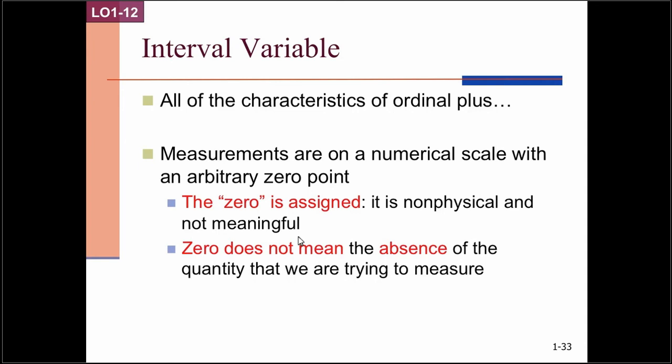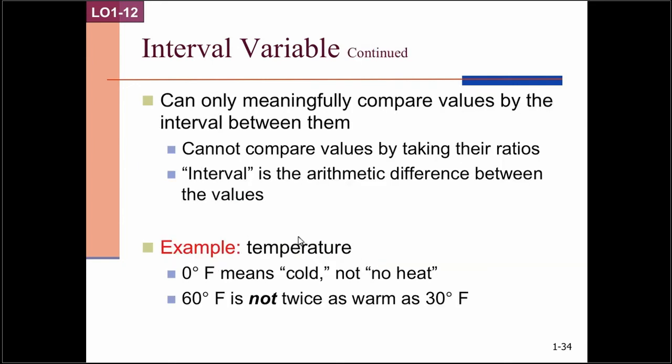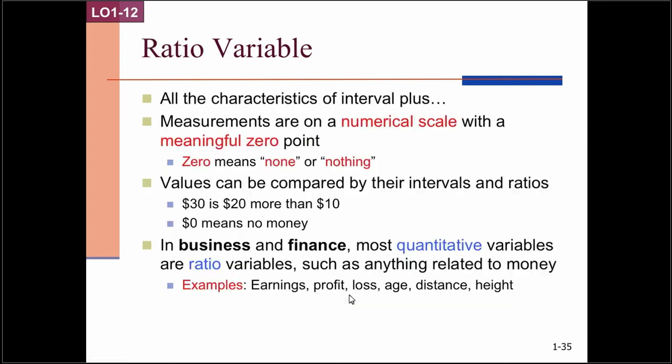However, there is a 0. However, 0 doesn't mean absence or anything. It doesn't have any meaning. One example, so you don't forget it, is temperature. So 0 Fahrenheit means cold, not no heat. Okay, and 60 doesn't mean twice 30. So it is a number, however, it doesn't have meaning of the 0.